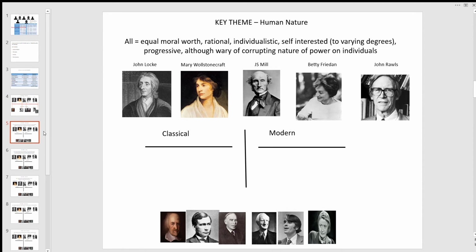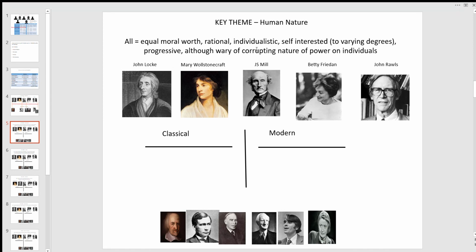Well, all of them buy into the bits across the top. They believe that individuals are of equal moral worth, and you could pull in Wollstonecraft or Friedan in terms of male and female, all rational. Again, the same: Locke, Wollstonecraft, Friedan. They're individualistic. We are self-interested to varying degrees. Individuals are progressive, and they're wary of the corrupting nature of power on individuals, which kind of pulls in constitutionalism as well. So any of the key thinkers could be used when you're making the case for what they all have in common.